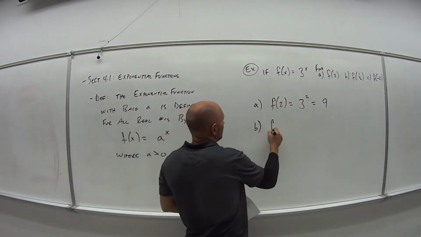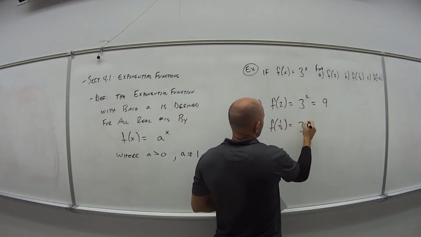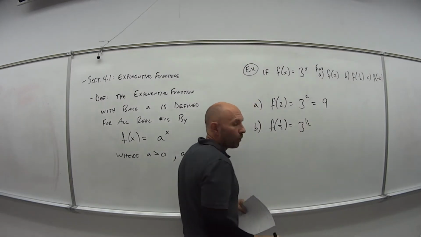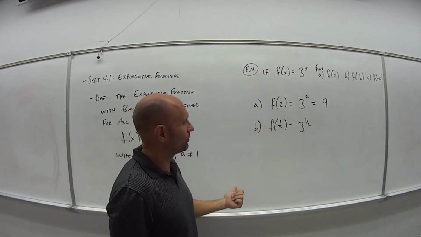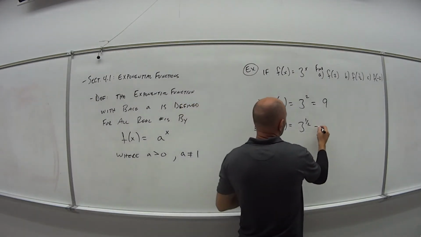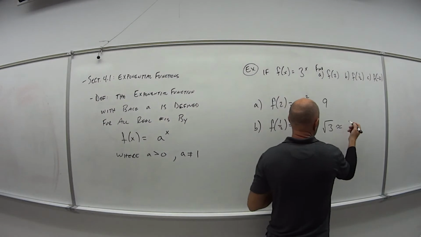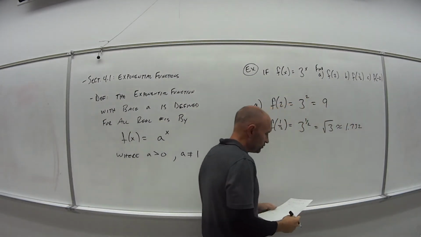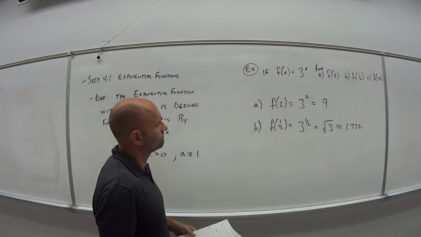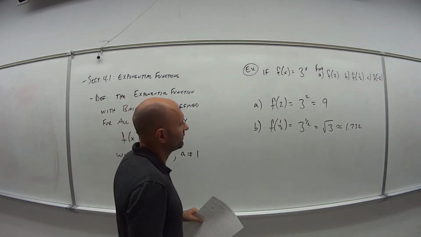For b, if I have f of 1/2, well, this means 3 to the 1/2 power. And so what do we know about converting exponents to radicals? Well, this is the same thing as the square root of 3, which is approximately 1.732. So f of a half is 1.732.